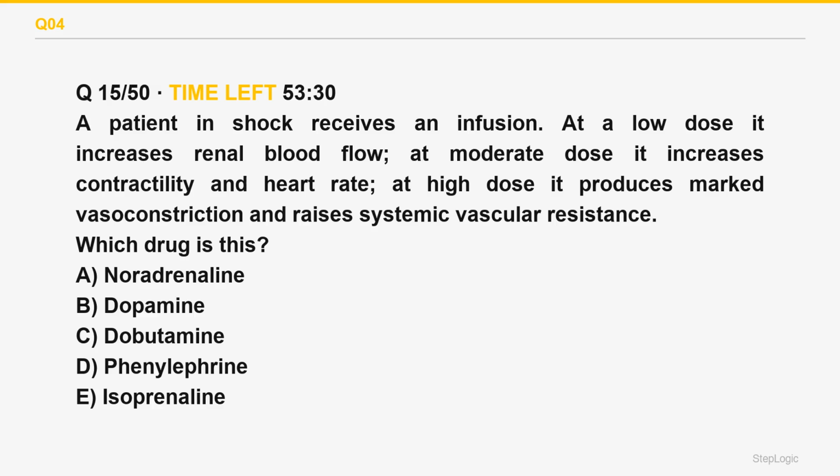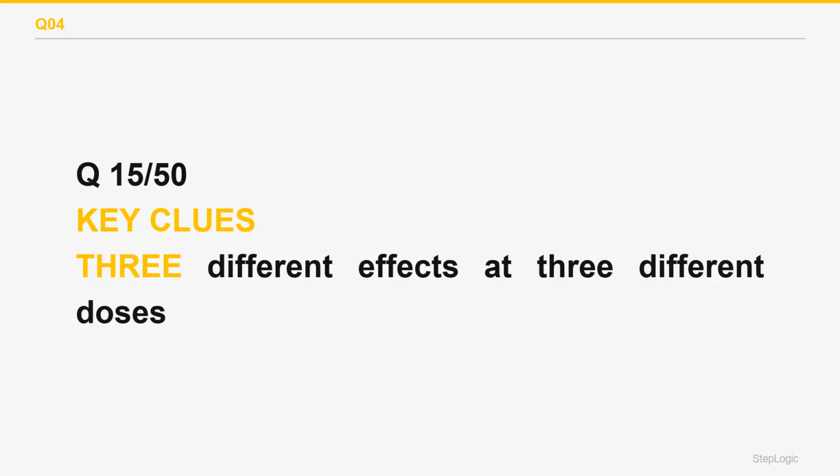Read the command. Which drug? One agent that changes its receptor profile as the dose rises is unusual, and that behavior identifies it. Dopamine is the catecholamine with a dose-dependent receptor profile. At low dose, it acts on D1 receptors, dilating renal and mesenteric vessels. At moderate dose, it recruits beta-1 receptors, increasing contractility and heart rate. At high dose, it recruits alpha-1 receptors, producing vasoconstriction and raising systemic vascular resistance.